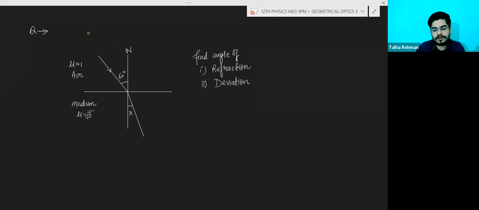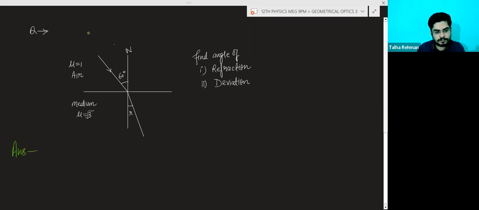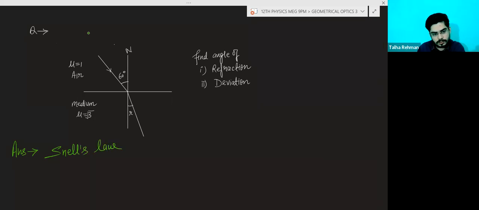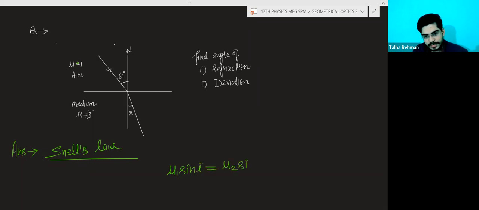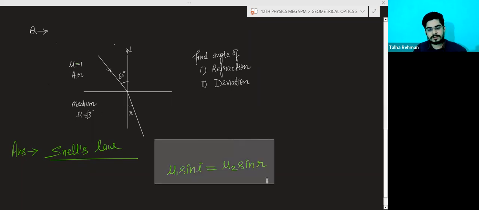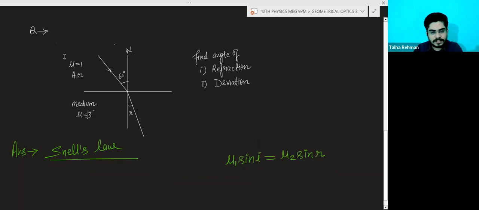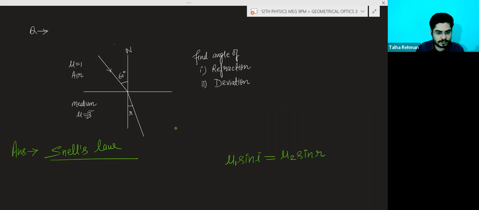How can we find this? We have a relation between the angle of incidence and angle of refraction given by Snell's law, so we will apply Snell's law. I'm just telling you how you will apply it. Snell's law is mu 1 into sine of angle of incidence is equal to mu 2 into sine of angle of refraction. First you should choose any medium. I have chosen air. So write first the refractive index of that medium, that is 1, mu 1.